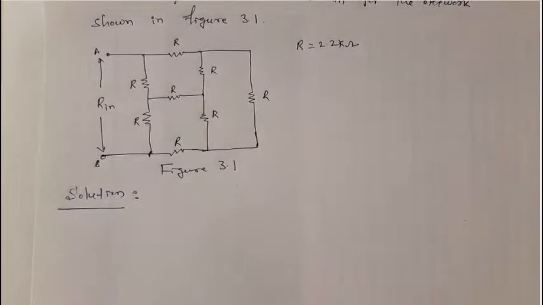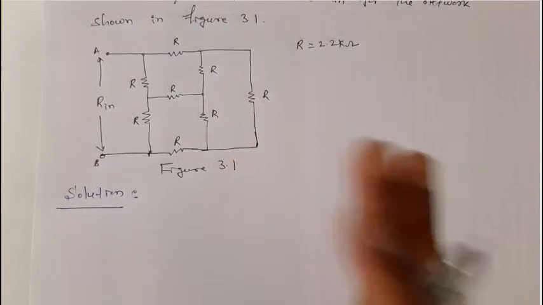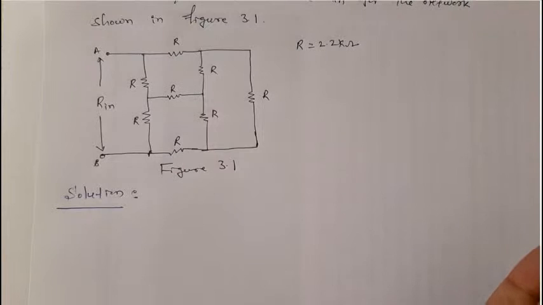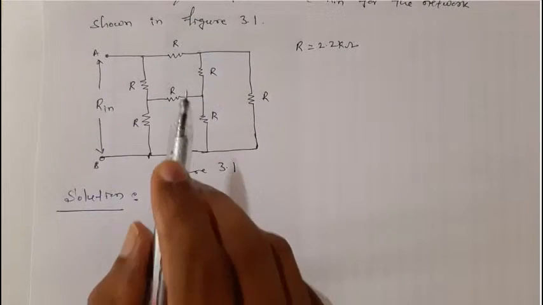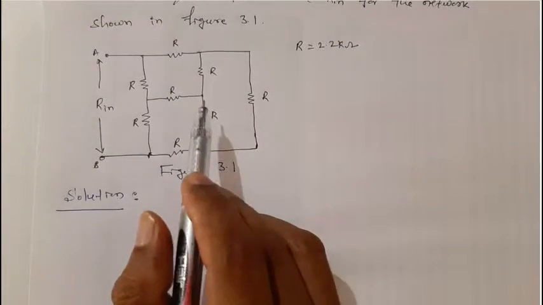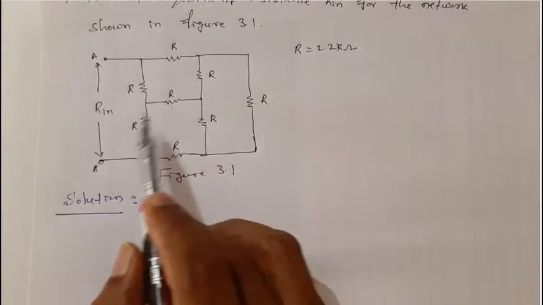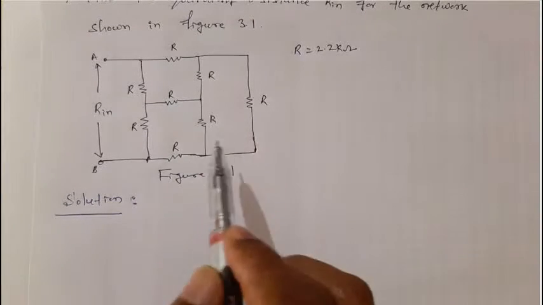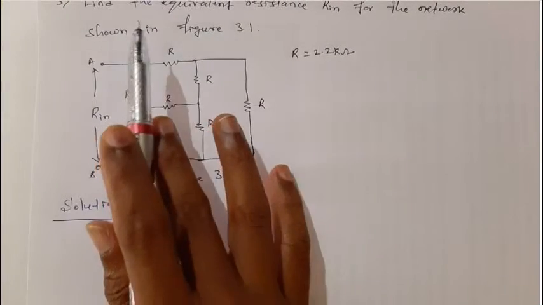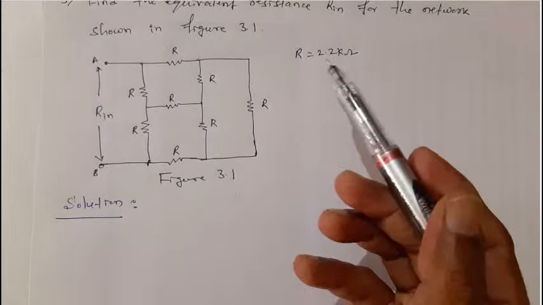Dear students, there are different methods to convert a given network to an equivalent network using delta or Y transformation. He has not given anything, but there is no other option than using a delta to Y conversion, because no resistors are in series or in parallel here. You can see all delta networks or some T networks, a T and delta network combination is there. Because of that he has not told anything, find the equivalent resistance R in for the network. So obviously we should use delta and Y transformation.